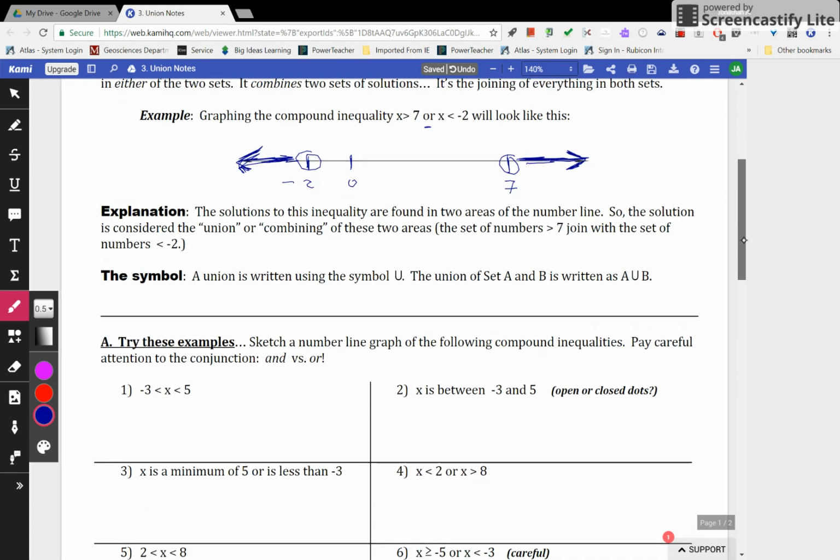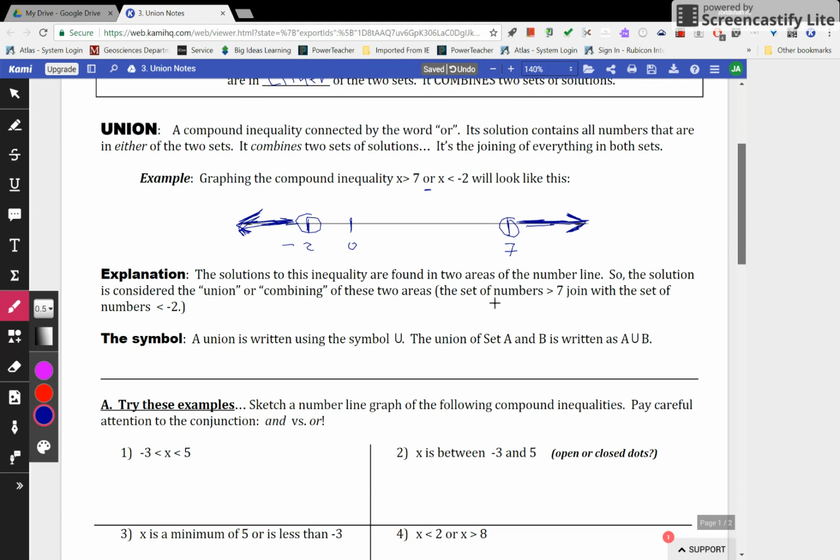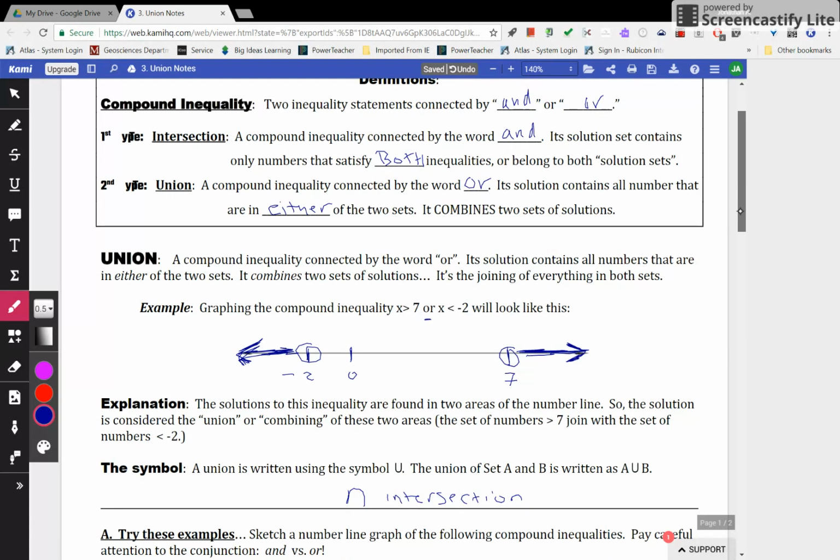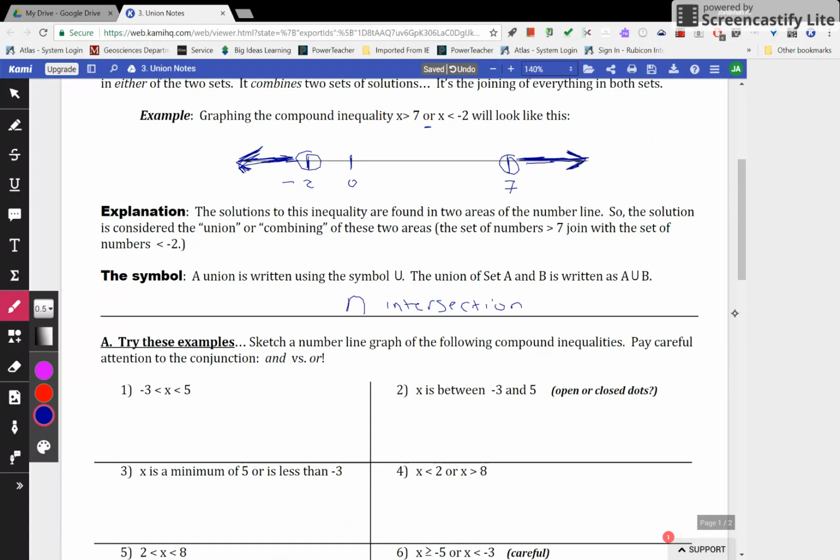This explanation down here in your notes basically says exactly what we're just talking about, that there are two areas on the number line, and therefore it's a union, combining these two areas. You could be in either one of the areas and be a solution. We use the symbol U. Remember yesterday when we used the upside down U, that meant intersection. This is a quick reminder. And so for union, an easy way to remember that is the U. So for example, here are some examples that you might try down here.